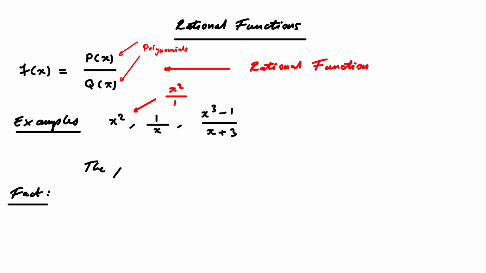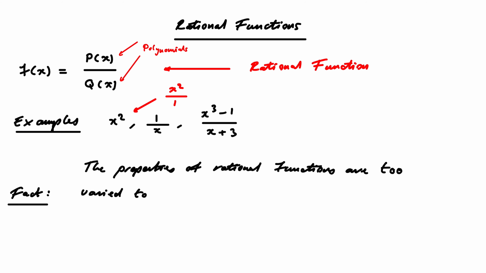The properties of rational functions are too varied to give a single succinct description of them. So that's annoying. It's a bit like polynomials of higher degree. We can't just completely pin everything down. It really depends on the circumstances.